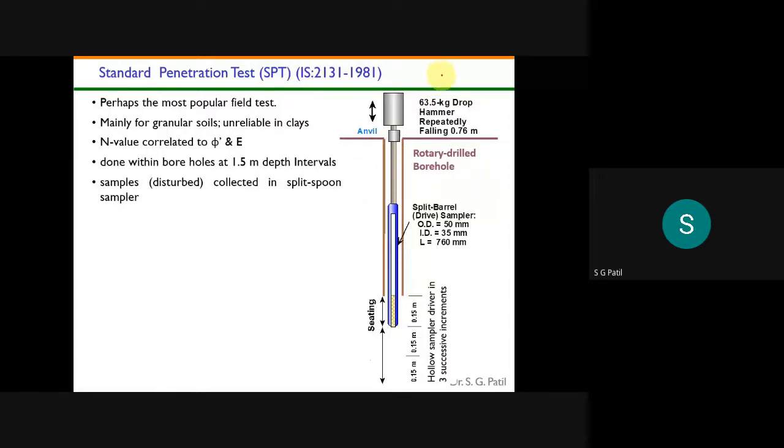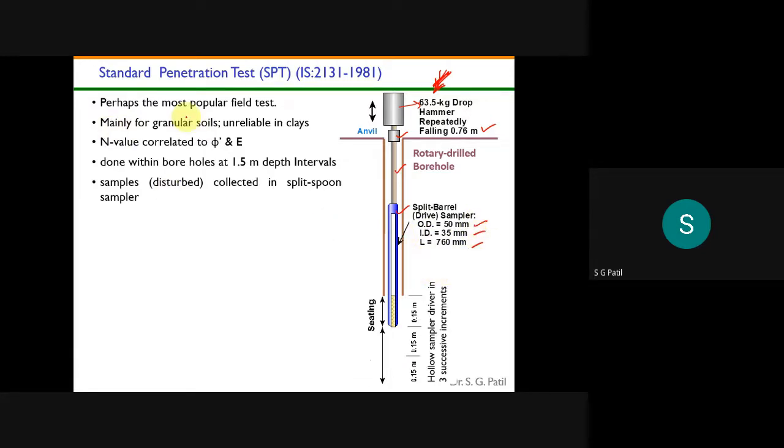Now the more detailed picture here. This is the hammer, with a weight of 63.5 kg, and this is the anvil. This hammer will fall under gravity for a distance of 762 mm. This is the drill rod, and this is the split spoon sampler, which is attached to this coupler, and the coupler in turn is attached to this drilling rod. The outside dimension, inside dimension, and length of the sampler are given here.